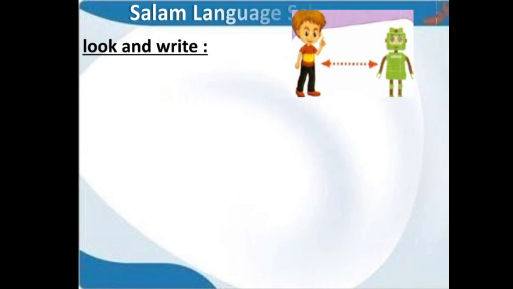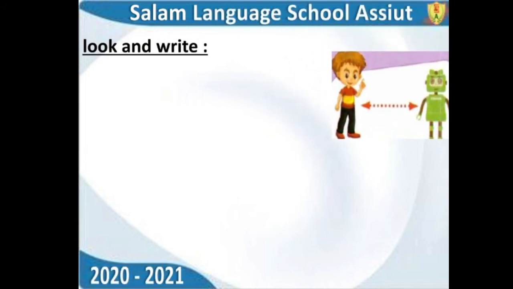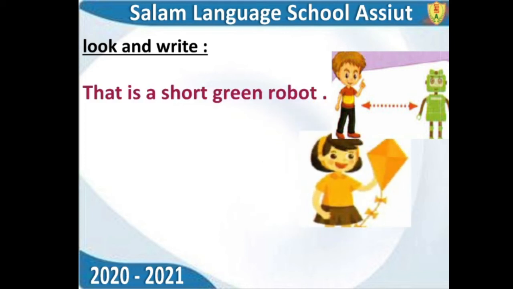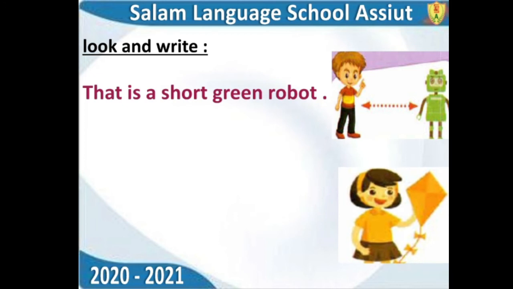Look and write. That is a short green robot. We can see a robot. It's far from the boy. Its size is short. Its color is green. So we say that is a short green robot.